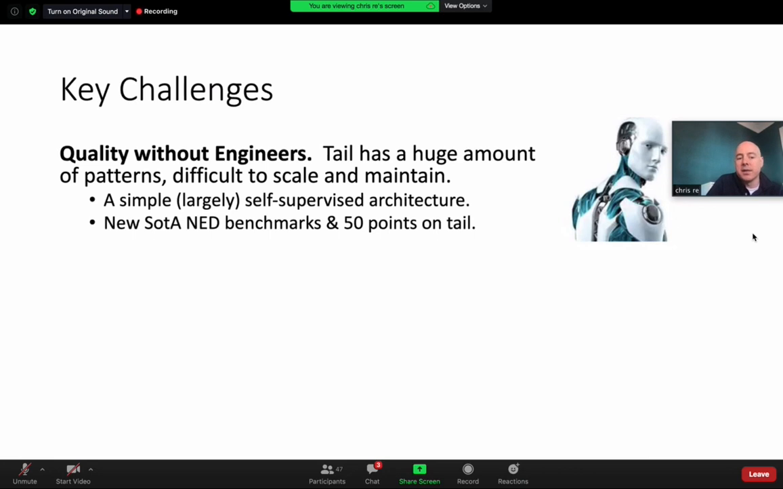And then I'll describe a simple and largely self-supervised architecture. What we're after here is to think about the simplest set of inductive biases we could have that would lead us to good performance on the tail. That's actually what I wanted to get out.